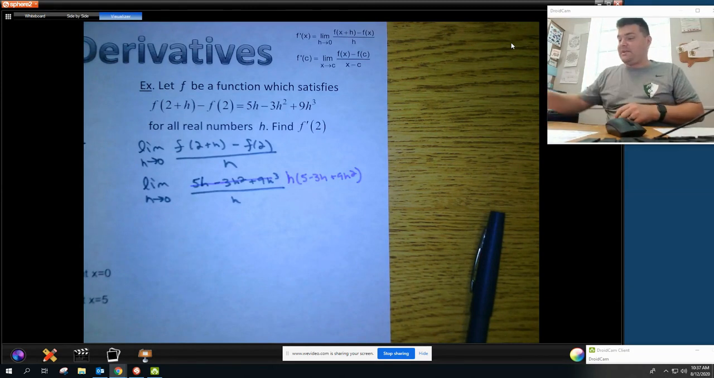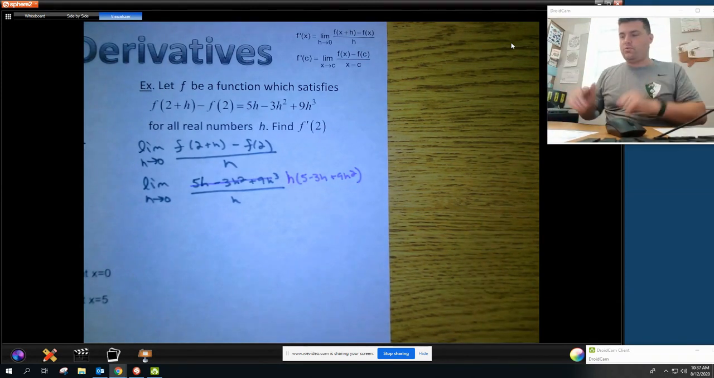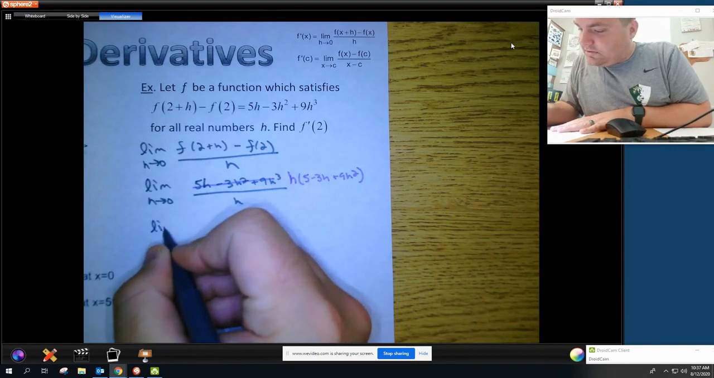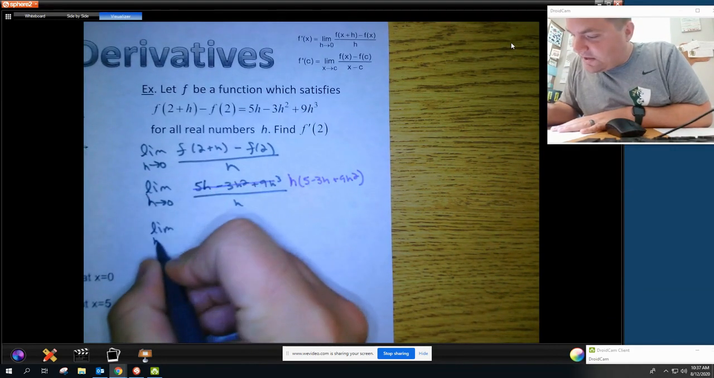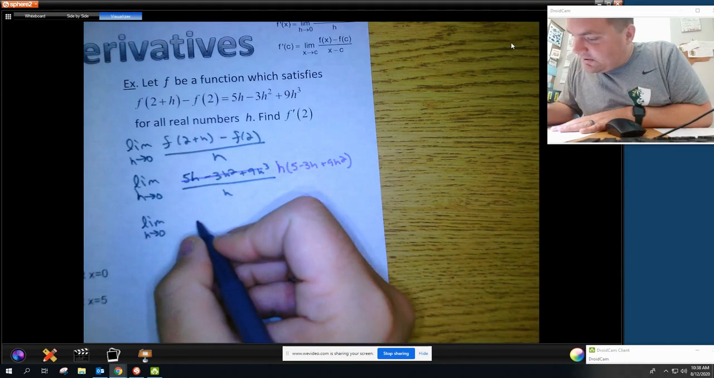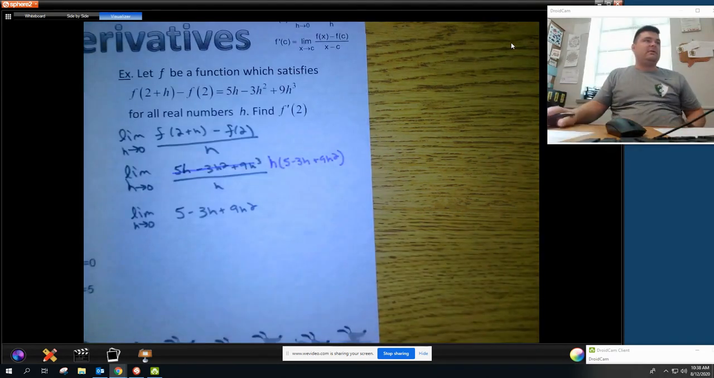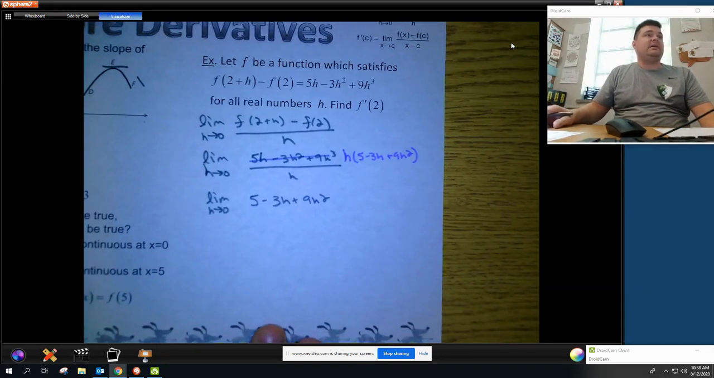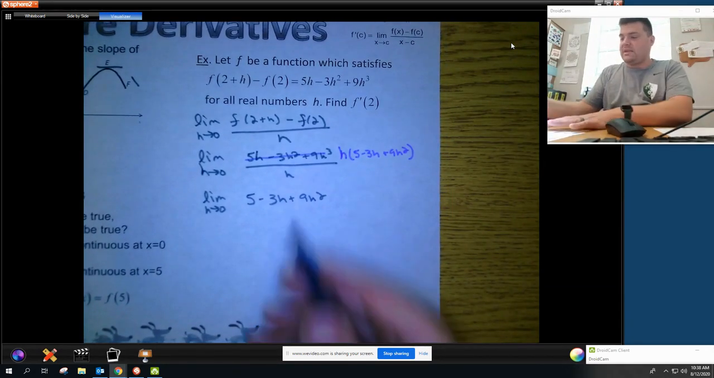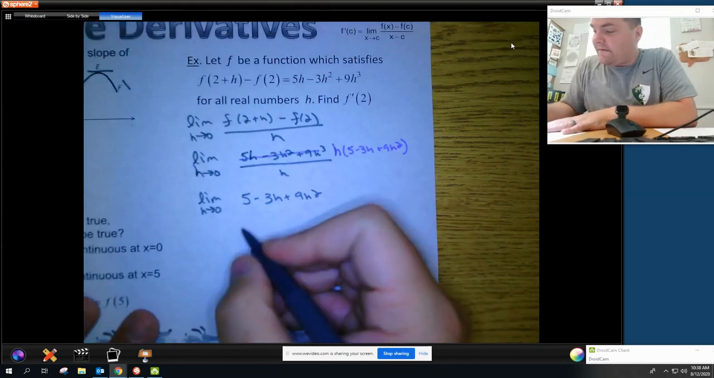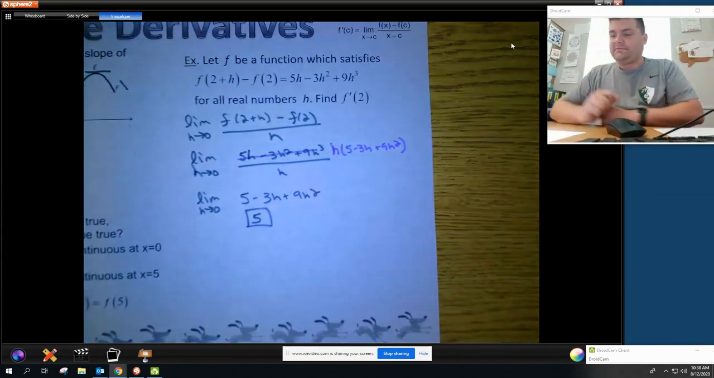So what's going to end up happening is those h's go away. So you're going to get the limit as h approaches 0 of 5 minus 3h plus 9h squared. Now I'm capable of plugging my 0 in, and I'm left with just a 5.